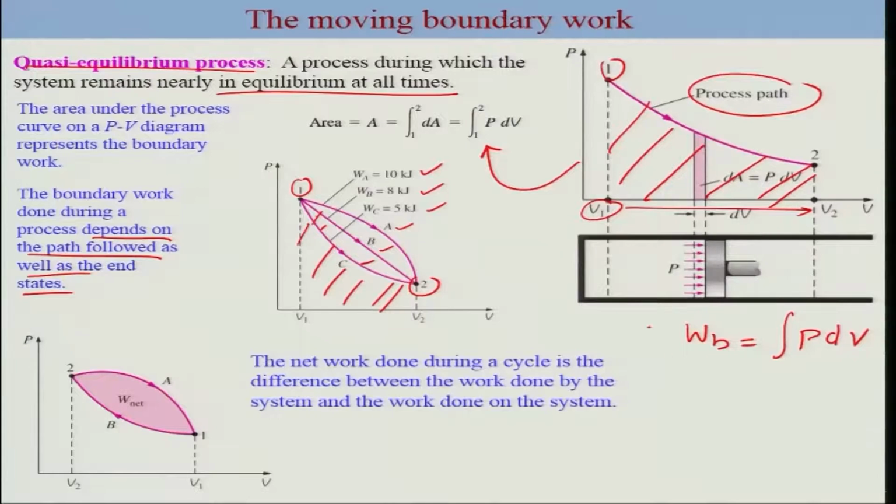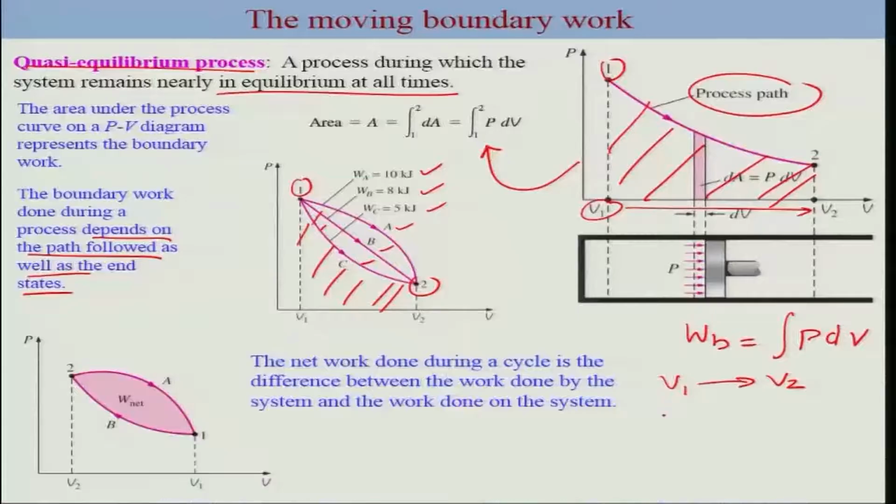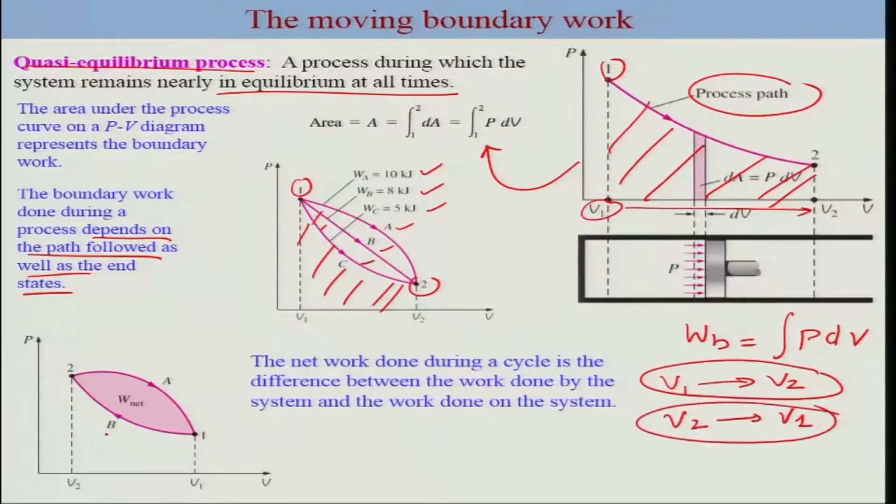Now consider a process where you have expanded the system in the piston gas cylinder case from V1 to V2. This will be the work done on the surroundings, that is, work done by the system on the surroundings. Then you can also bring the system back to the original state by performing work on the system, that means the surroundings do work on the system in a reverse process. That will be from V2 to V1. So this is one path and this is another path.